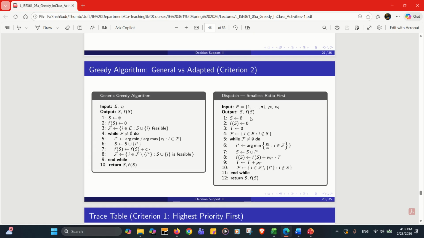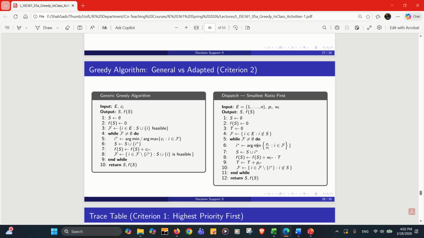we look at the pseudocode that we have for the second criteria, which is the smallest ratio first, the only modification that we need is about the I star. So previously we choose the I star as the arg max of the WI, I belongs to the capital F. So we choose the call that has the highest priority, which means the highest WI.